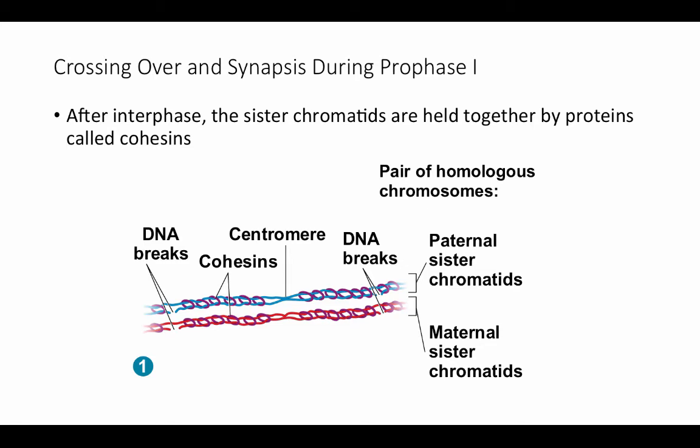So let's take a look at crossing over and synapsis, and this is going to occur during meiosis 1, during prophase, where the 2 homologous chromosomes are going to find each other and pair up. So after interphase, the sister chromatids are held together by proteins called cohesins. Each of these strings is one of the sister chromatids that was formed by replication, and these are held together by these cohesin proteins. So the blue ones, again, are the paternal chromosome, the 2 sister chromatids due to replication. The red ones are the maternal chromosome replicated to form sister chromatids.